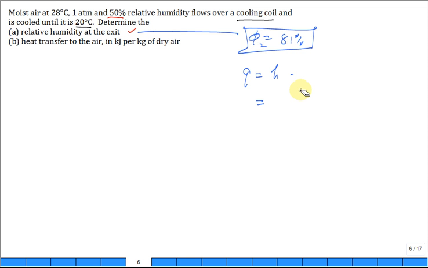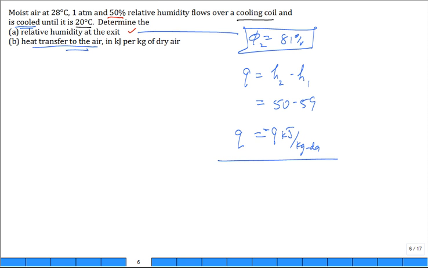it's the enthalpy change, the heat transfer to the air, but it's being cooled, isn't it? So maybe we want to make sure it's a negative answer. And so it's H2 minus H1, it's 50 minus 59, it's negative 9 kilojoules per kilogram of dry air. Enthalpy change is 9 kilojoules per kilogram of dry air. To be consistent with the wording, make it a negative. All right. Ready to solve another problem?